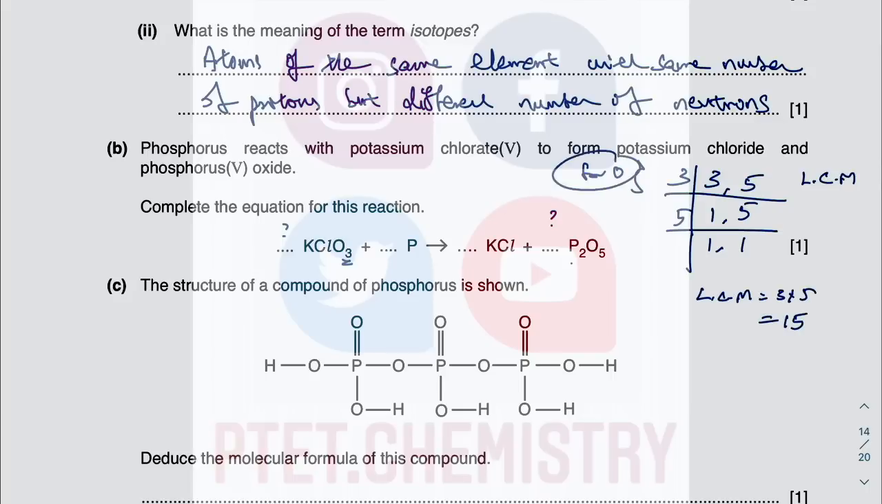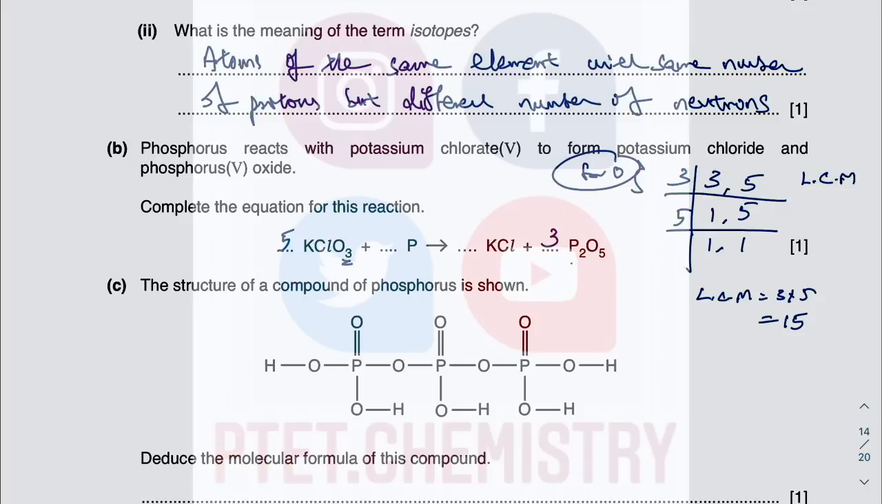This is for oxygen. How do I go from 3 oxygen to 15? I multiply by 5. So I put a 5 there. How do I go from 5 oxygen to 15 oxygen? I put a 3 there. 3 times 5 is 15. So 3 there. Okay, so now the oxygen is balanced. 5 times 3 is 15. 3 times 5 is 15.